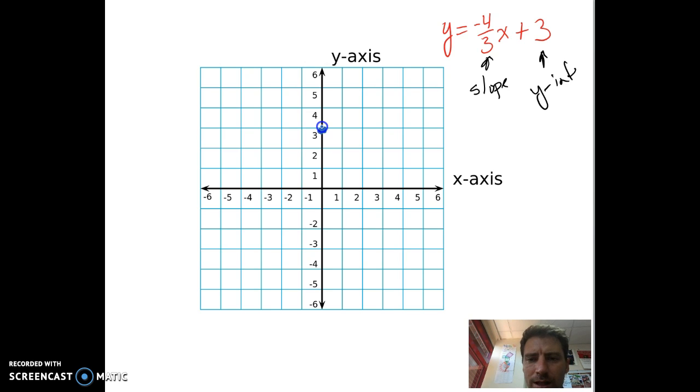I know my slope is negative. It's going downhill left to right. So I'm going to go down 4, 1, 2, 3, 4. I'm going to go over 3, 1, 2, 3, and now I have another point. 2 points on my graph. I could have gone up this way, 1, 2, 3, 4, and over 3, but I would have been off the graph. So now that I have 2 points, I'm going to connect the dots. Just like that, I have a graph of this line.